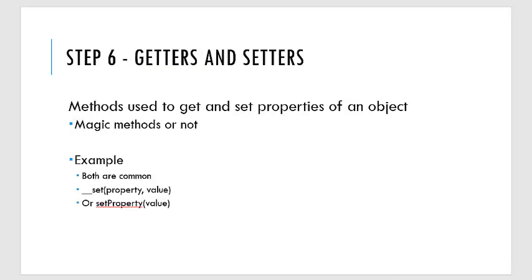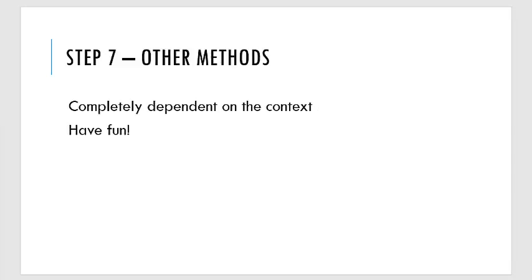Then we talked about getters and setters. Those are all magic methods, or in plain terms, a magic method in PHP is a method that's kind of sort of built into the object, but it's waiting for you to define it. And the last step is creating some other methods.